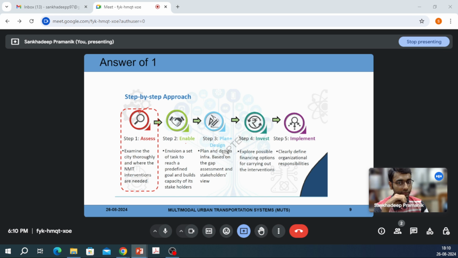Then the second step is enable, that envisions a set of tasks to reach a predefined goal and builds capacity of its stakeholders. So this is enable. And in the third step, plan and design, it is based on the gap assessment by stakeholders in the previous step, and based on that, planning and design of the system is done. And next is exploring the possibility for financing the project, that comes under the invest step. And last is implement, clearly define organizational responsibilities, that is the last one.